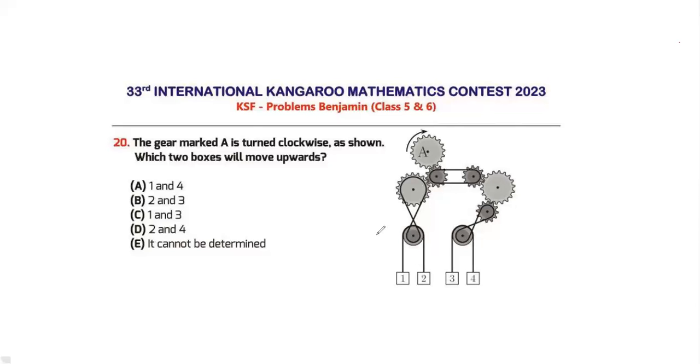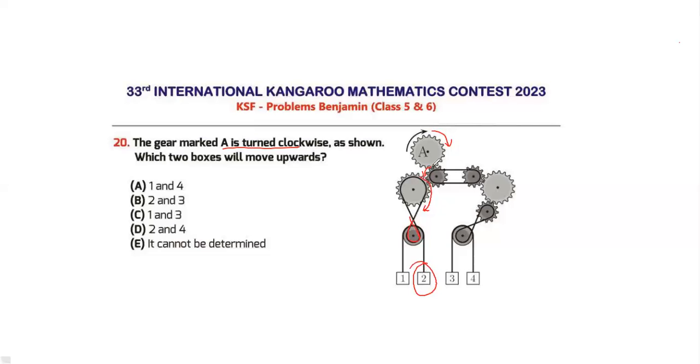Question number 20. The gear marked A is turned clockwise as shown. Which two boxes will move upwards? So it is moving clockwise in this direction. When this is moving, it'll go like this, and this will move like this. So it'll pull 2 up.